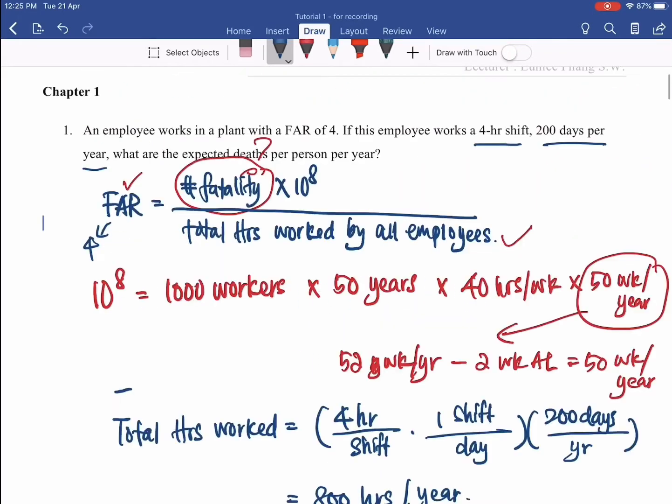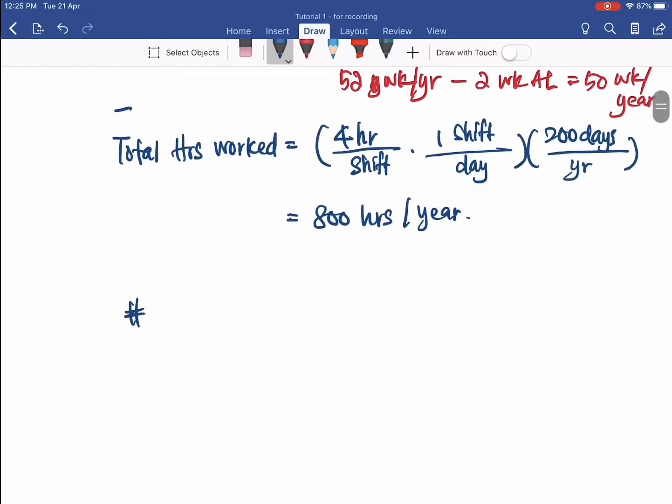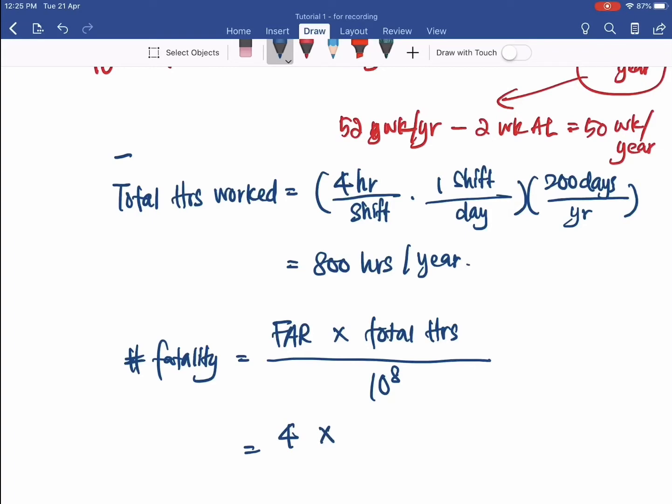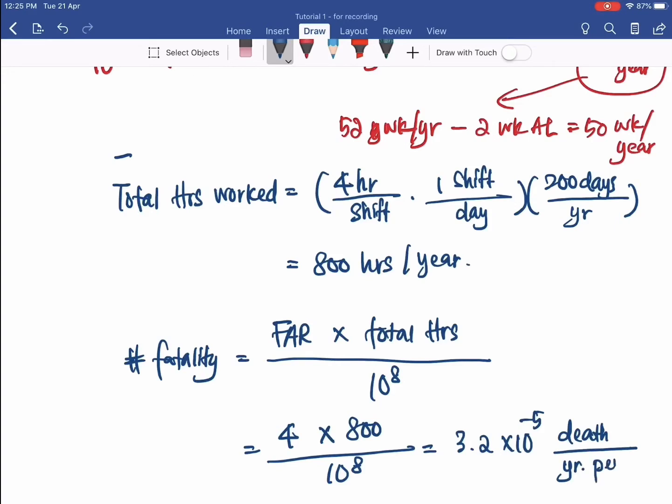So the number of fatality, looking at the formula, is FAR number times the total hours divided by 10 to the power of 8. In this case, 4 times 800 divided by 10 to the power of 8. You will get the answer of 3.2 times 10 to the power of -5 deaths per year per person. Okay, so you get the answer here.